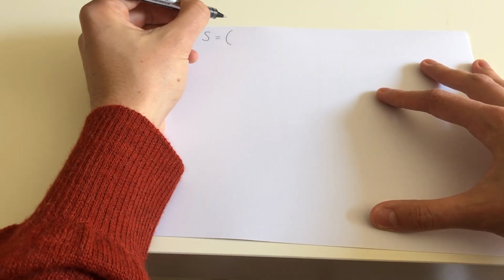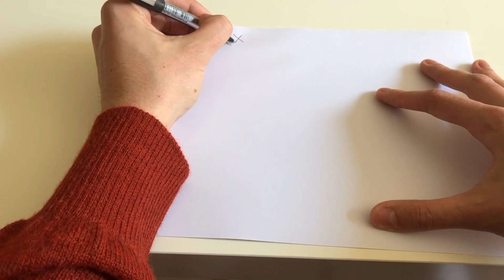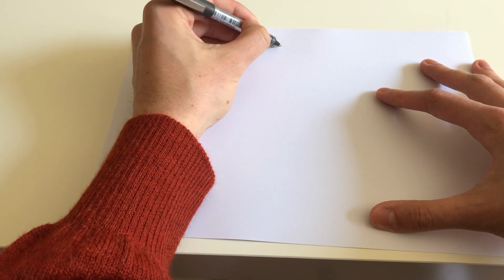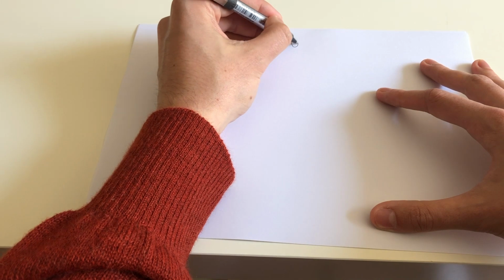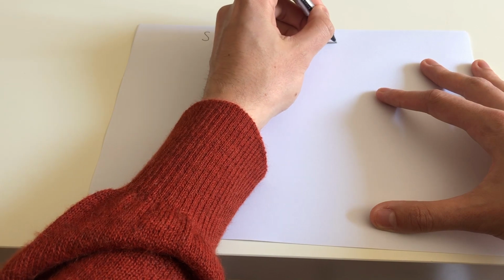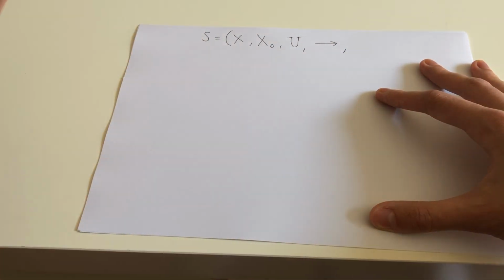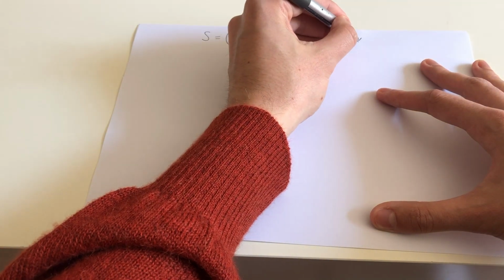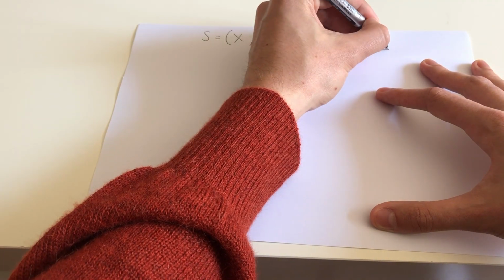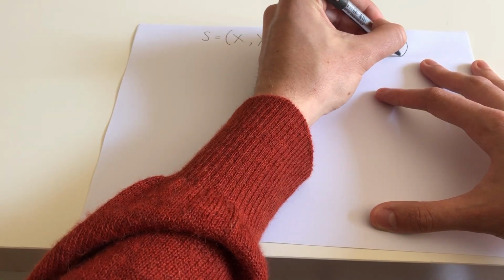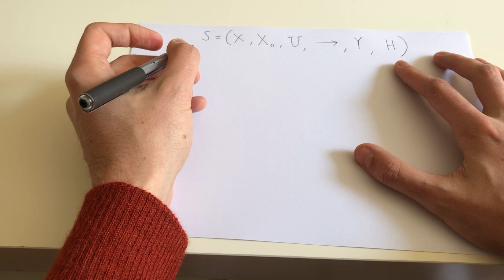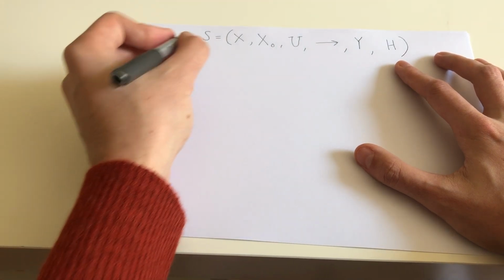So we have the system S, we have a set of states X, we have a set of initial states X0, we have a set of inputs U, we have a transition relation, which we're going to denote with an arrow, we have a set of outputs, and then finally, we have some sort of output map, which maps from our states to our outputs. So it's a sextuplet.